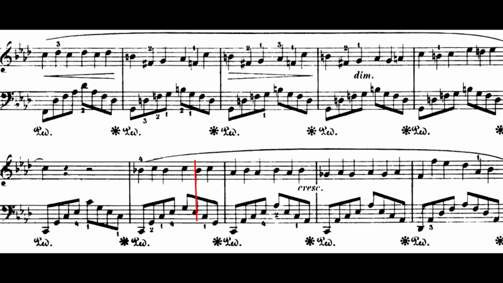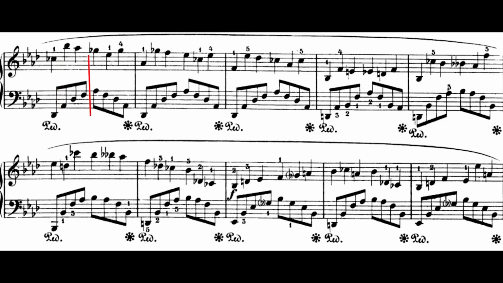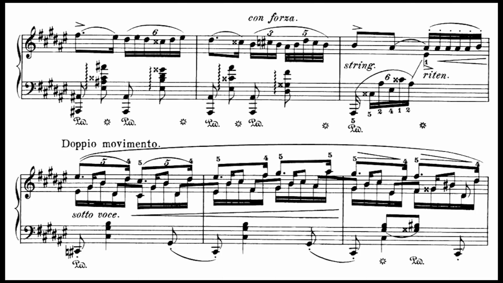Here's another example from Chopin's Etude No. 2 in A-flat major. This time the polyrhythm is 4 against 3. And here in a kind of 5 against 2 in the Nocturne Opus 15 No. 2.